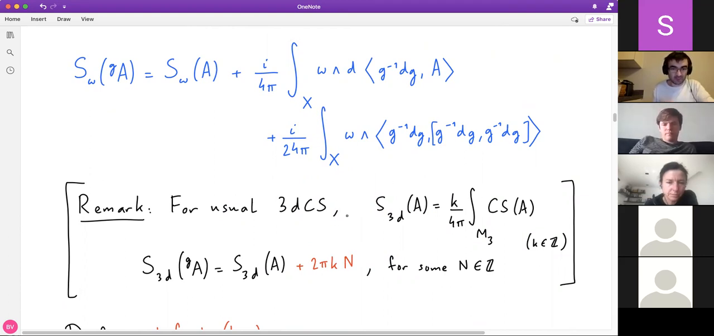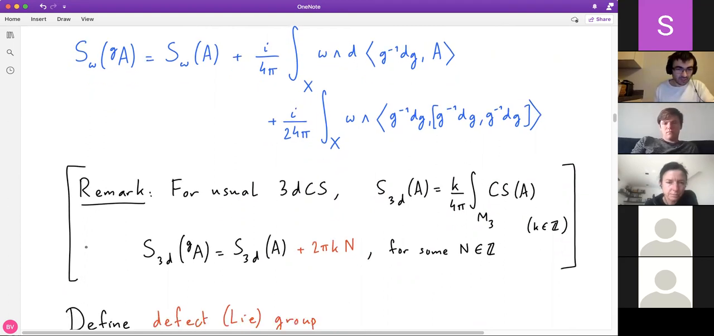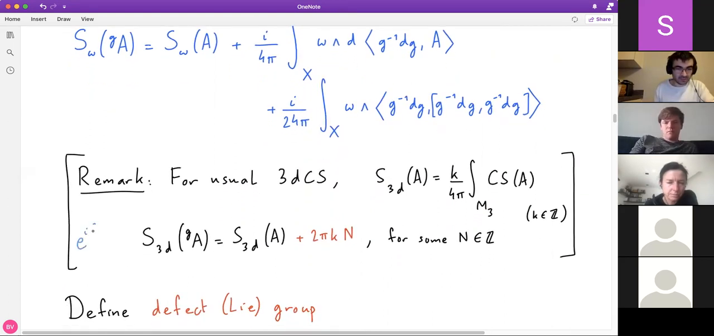And so the action is not quite gauge invariant, but it's gauge invariant up to a multiple of 2 pi, which as we know, just means that the path integral is actually gauge invariant. So I want to emphasize that in our story here, the action will actually be gauge invariant on the nose, without any shift. This will be coming from the choice of boundary condition at the surface defects.